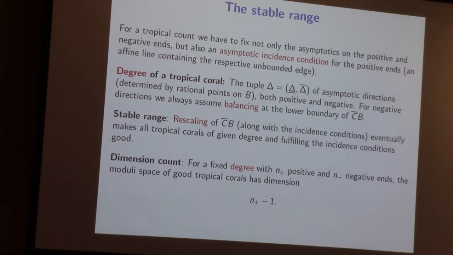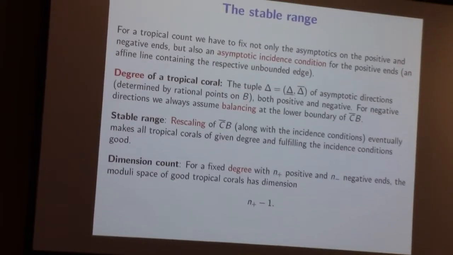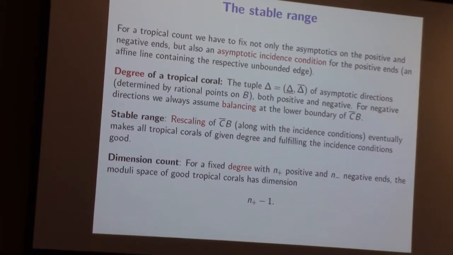Well, what is this? The degree is the asymptotic directions. So we have positive ends, that's n plus asymptotic directions, delta upper. And then n negative ends, these points on the lower boundaries that you fix, and that's the delta lower. They are both determined by certain reference points on B. That's what I fix. That's like the degree of the curve. You want to count something like degree 3 curves in P2, we would also fix something. Now we count something a little more difficult, and there's a degree.